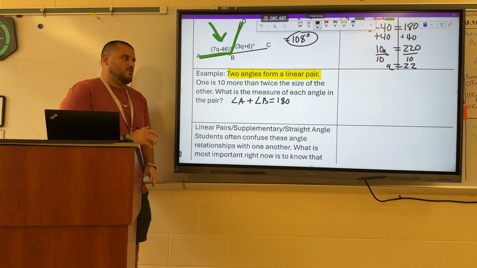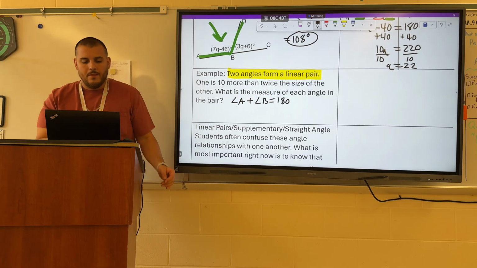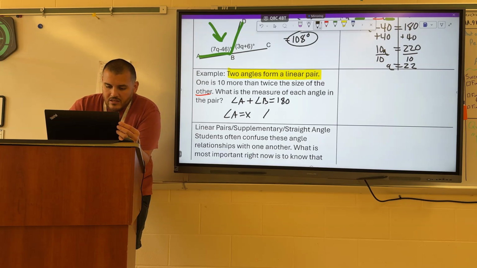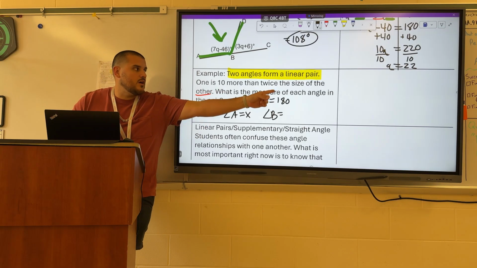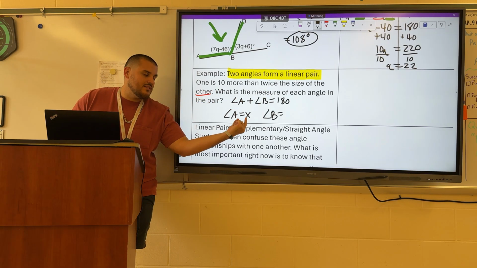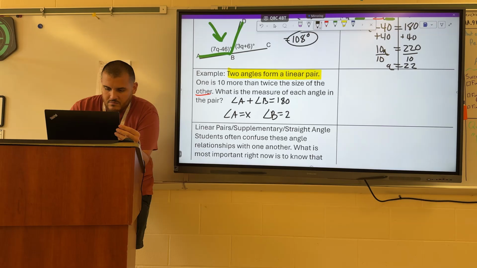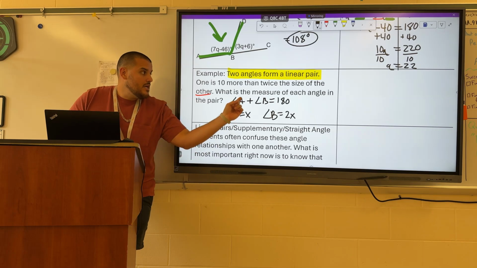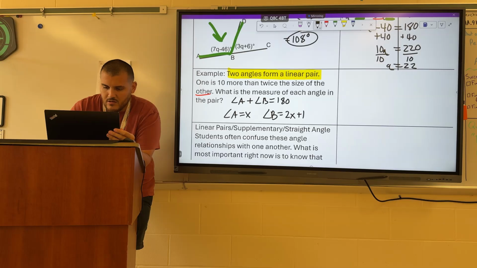Now our hint here has a little extra flavor to it. One is 10 more than twice the size of the other. Well, let's first remember that the other is unknown. I can just call it X. So let's say that's angle A, I can just call it X. Angle B, though, is 10 more than twice the size of the other. So let's first start with the twice the size. If I need something that's twice the size of X, then I just multiply it by 2. So that would be 2X. And then the 10 more part would just be adding 10 to it. So 10 more than twice the size of X would be 2X plus 10.